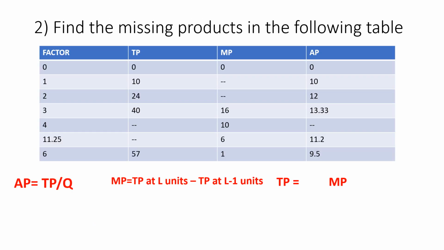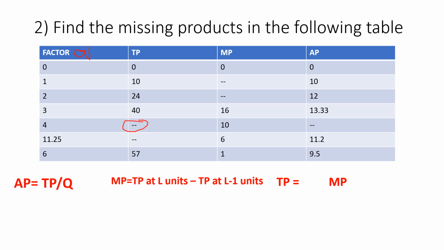Now, the second question they have asked: find the missing products in the following table. The factor is given. See, factor is nothing but quantity. Then TP is given, MP is given, AP is given. What are these terms? It means the total product, marginal product, and average product. We have to fill in some values here. How many values are not given? Okay, so 1, 2, 3, 4, 5. Exactly. So 5 marks again, 5 calculations to do. If you do it correctly, you will get full 5 marks.